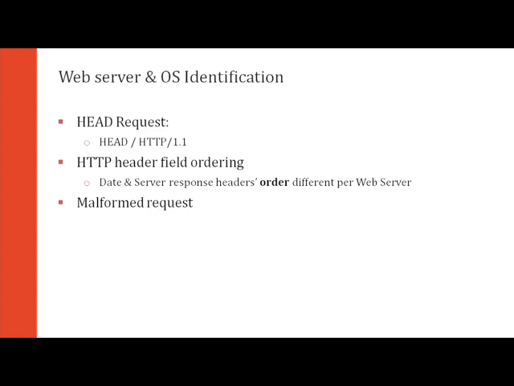Malformed requests. We can also send some HTTP request which is not accepted, which is not in the HTTP specification. And the error response received from the web server can tell us who is responding. Like here, we can do an HTTP with version 5.0, which doesn't exist. It's going to throw an error. Based on the error, we can say who is behind.